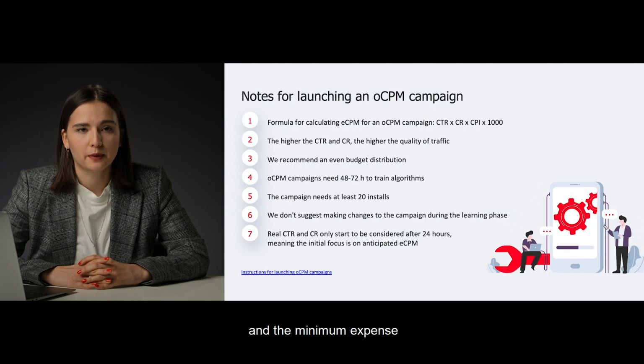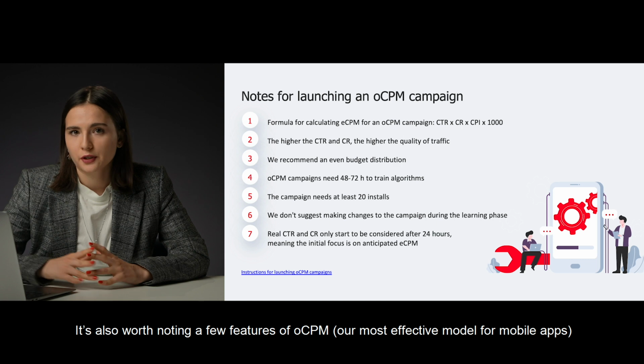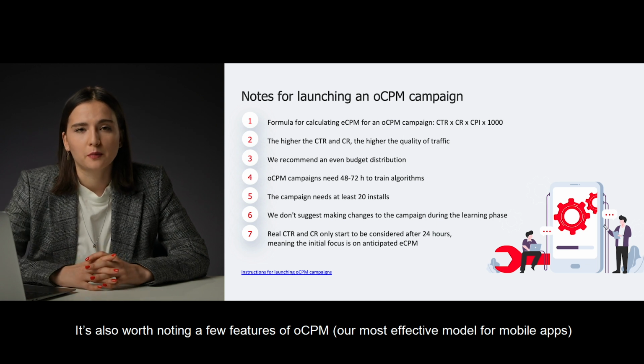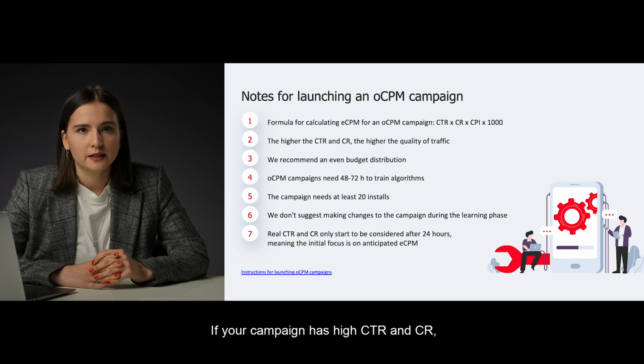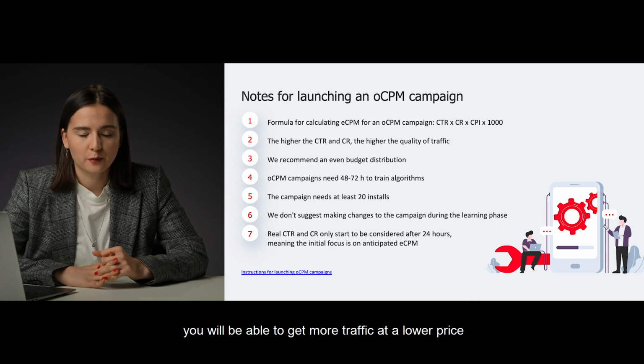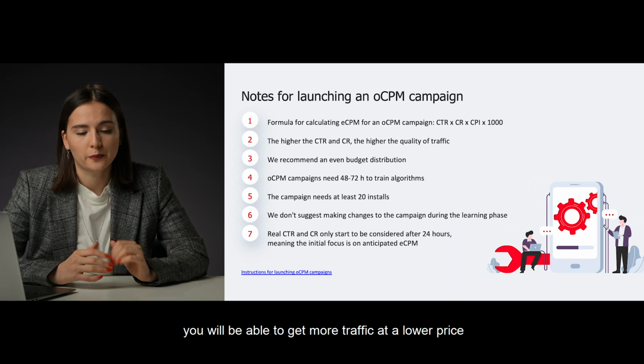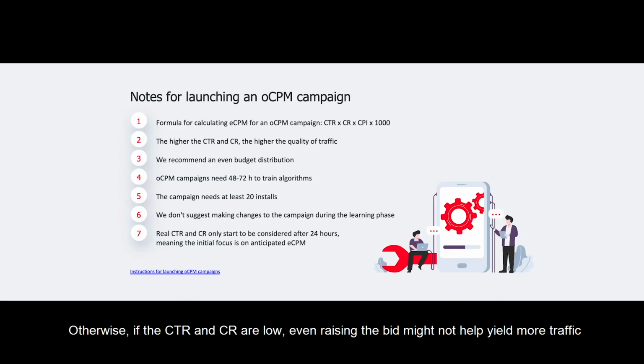There are also three auction strategies: maximum number of clicks or impressions, fixed price, first price auction, and the minimum expense. It's also worth noting a few features of OCPM, our most effective model for mobile apps. OCPM is calculated based on three factors: CTR, CR, and CPI. If your campaign has high CTR and CR, you will be able to get more traffic at a lower price. Otherwise, if the CTR and CR are low, even raising the bid a bit might not help you yield more traffic.